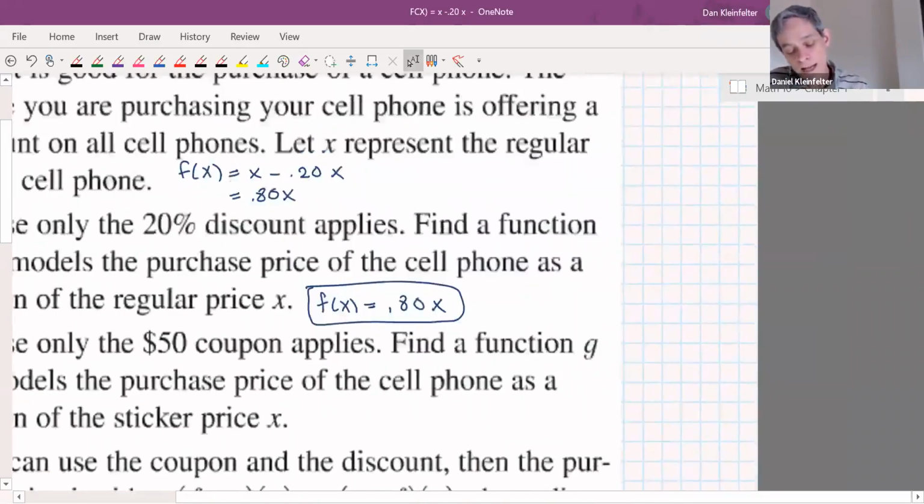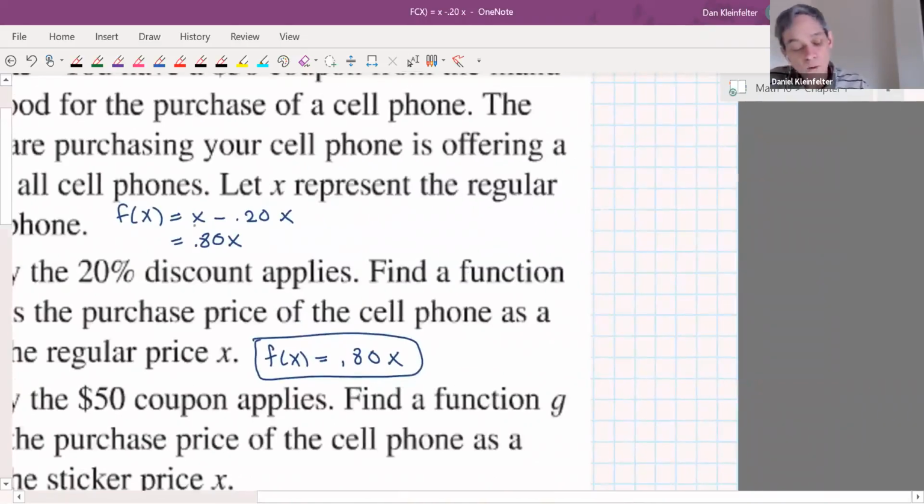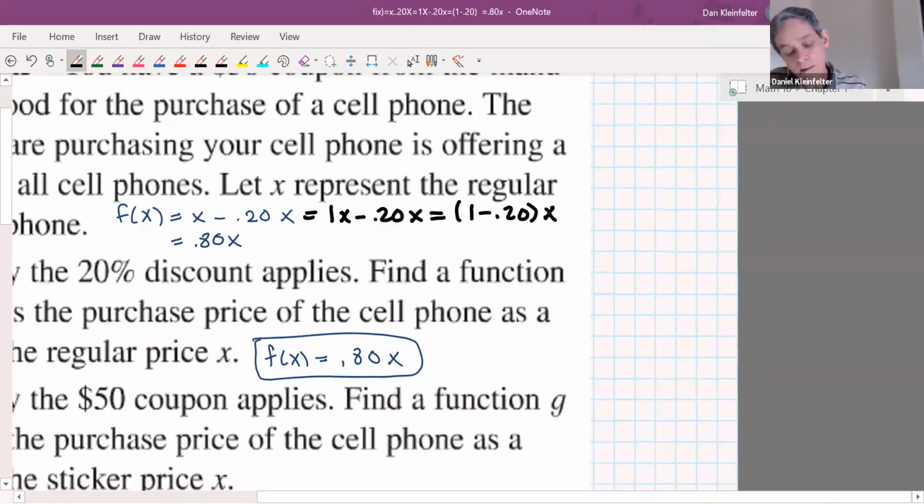If you didn't quite get how I got the 0.80x, remember that this x up here is the same as 1x, right? So we could look at this as 1x minus 0.20x, and then factor out the x, right? If you do that, you'll have 1 minus 0.20 times x. That's where I'm getting that 0.80 from, okay?